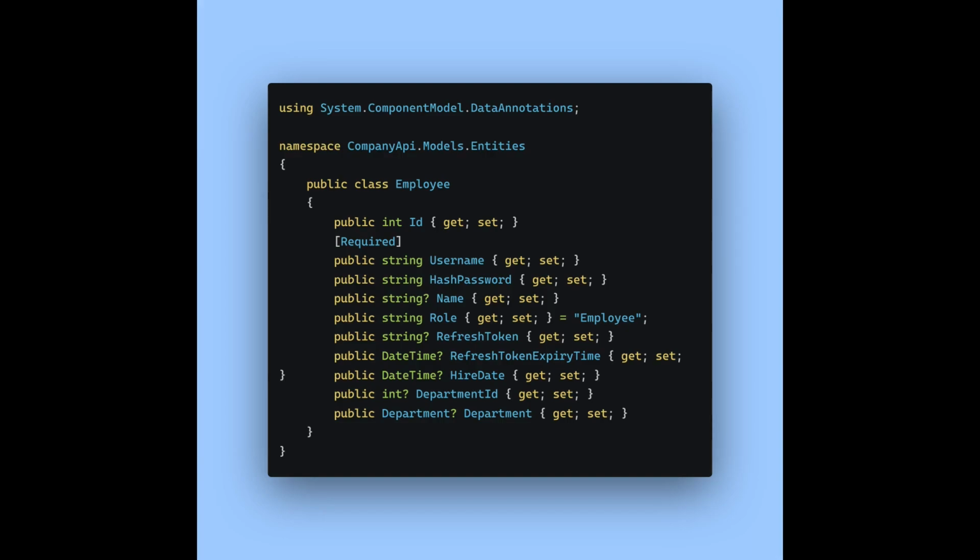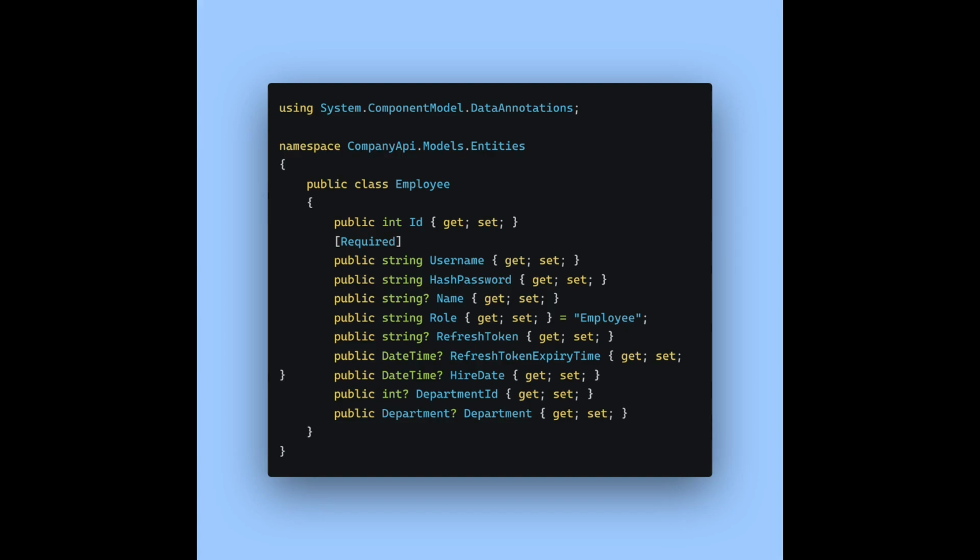Here, we have the Employee entity code. Most of the properties are nullable to make it easier to insert data, since I didn't focus too much on validation details. We have a username and a hash password property, so passwords are stored securely as hashes instead of plain text. There's also a role property, with a default value set to employee. The most important properties here are the refresh token and refresh token expiry time, which are used for refreshing tokens when they expire, and for storing the current refresh token.